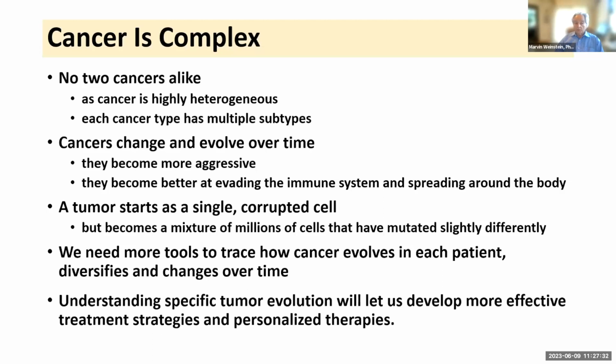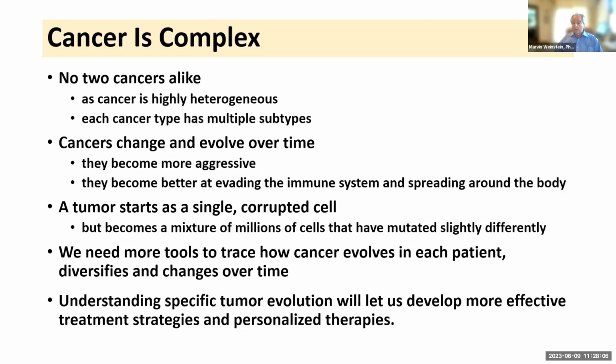The main points that they made were no two cancers are alike. Cancer is a highly heterogeneous disease. Every cancer type has multiple subtypes. They evolve over time. They become more aggressive, as we saw in Shirley and Vanessa's tumors, and they get better at evading the immune system and spreading around the body. So a tumor starts as a single corrupted cell with whatever mutations it has at that time, and then it changes over time and becomes more complicated.